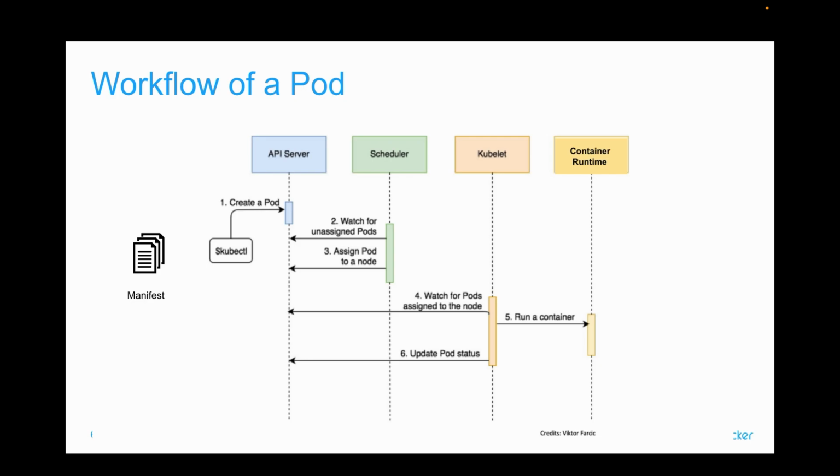The next step is the pod status. The pod goes through different status phases like pending, while it is being scheduled, running, when the containers are successfully started, and completed or failed, when the pod's primary container finishes execution.